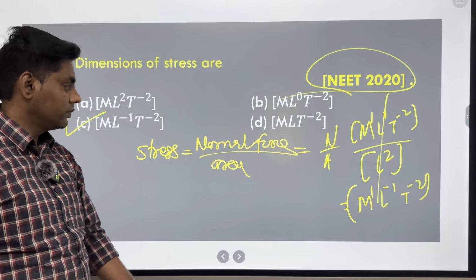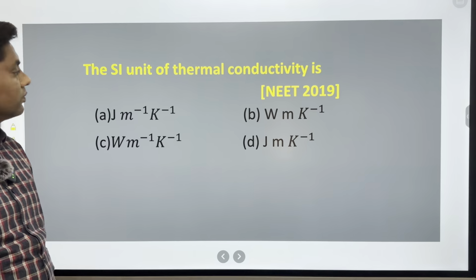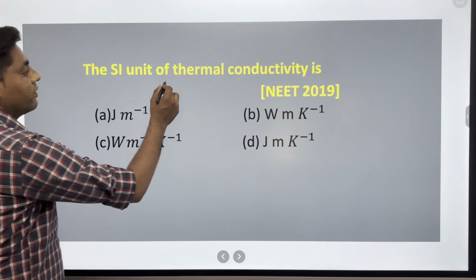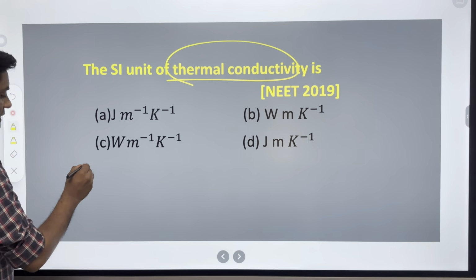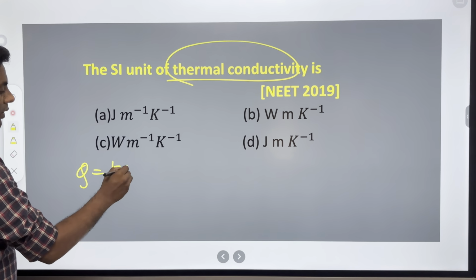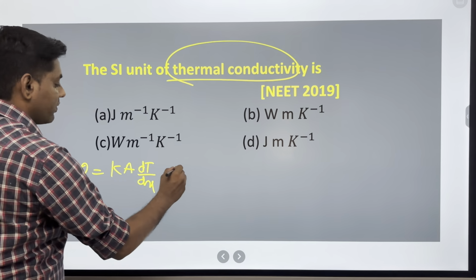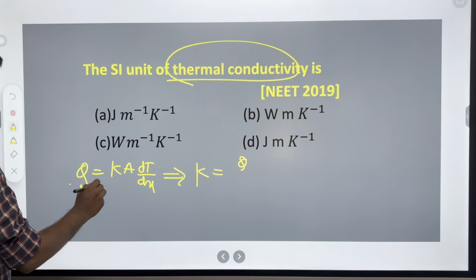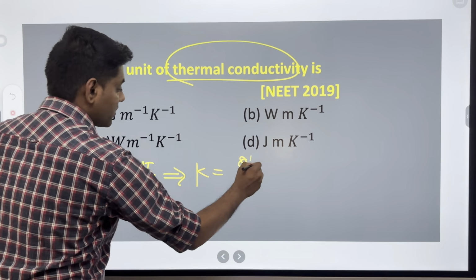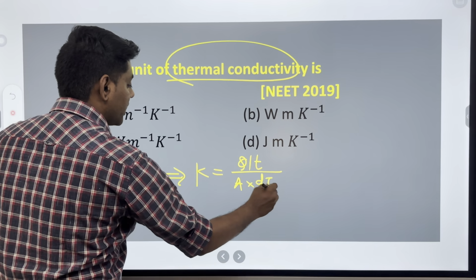So, next example. The SI unit of thermal conductivity. What is the SI unit of thermal conductivity? Very simple. Remember the formula: Q equals K into A delta T divided by delta X. According to that we can solve for K equals Q, where Q means Q by T, so it becomes Q by T divided by A into delta T divided by delta X.